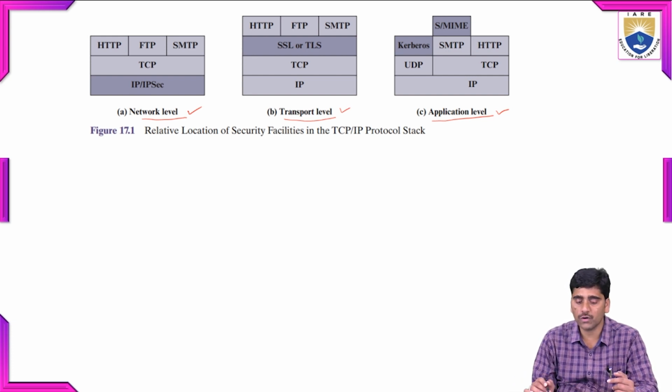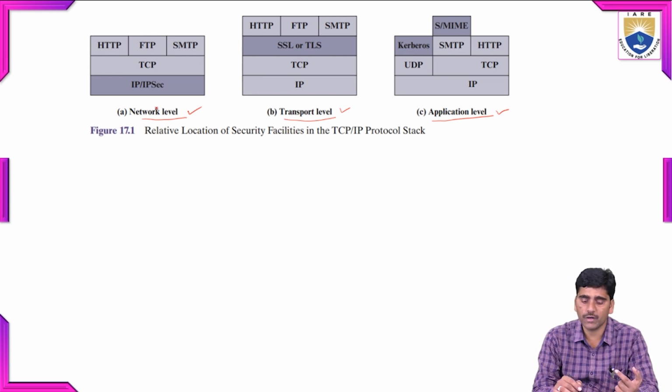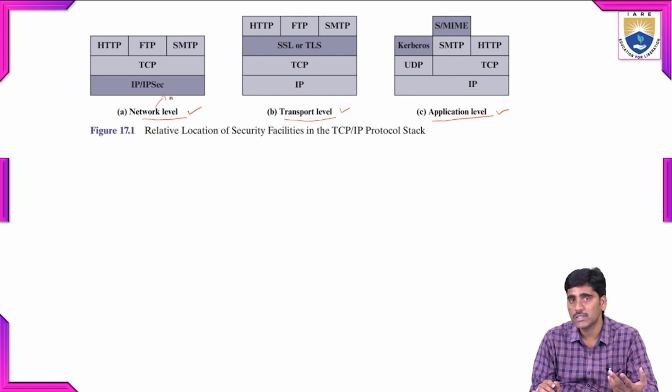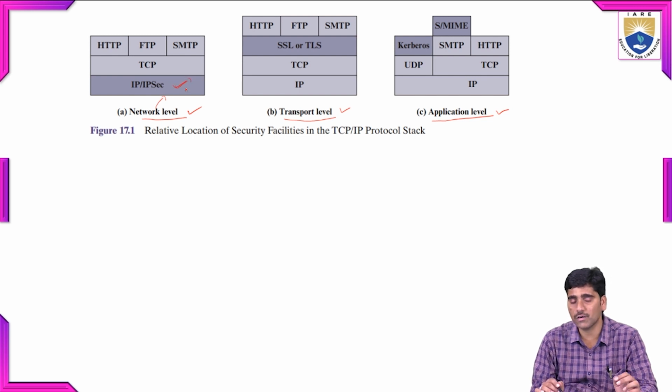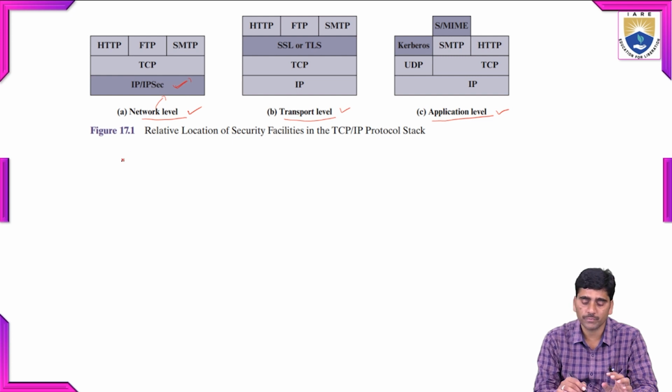So one scheme is to provide IP security as a solution, in the network layer or internet protocol layer. Here, below TCP, the internet above the network layer, it indicates IP secure. So what does IP secure indicate?